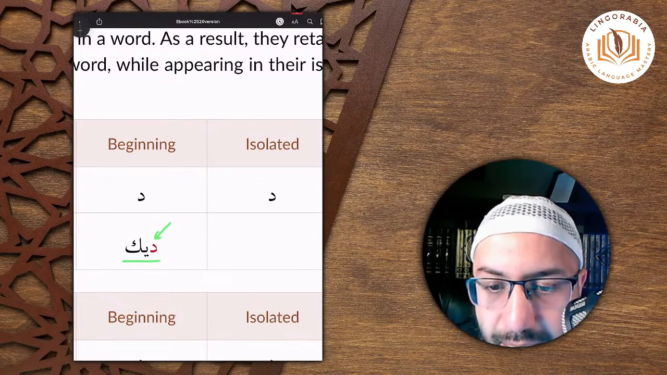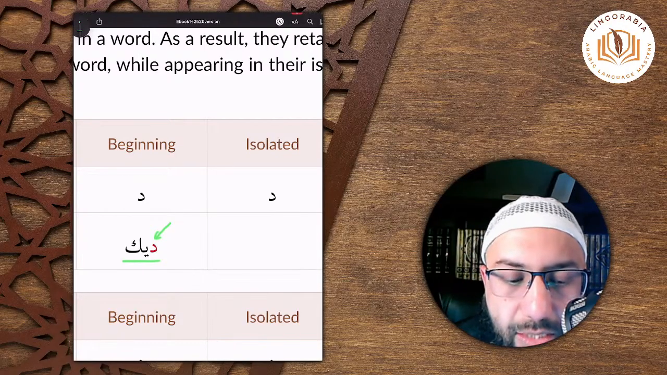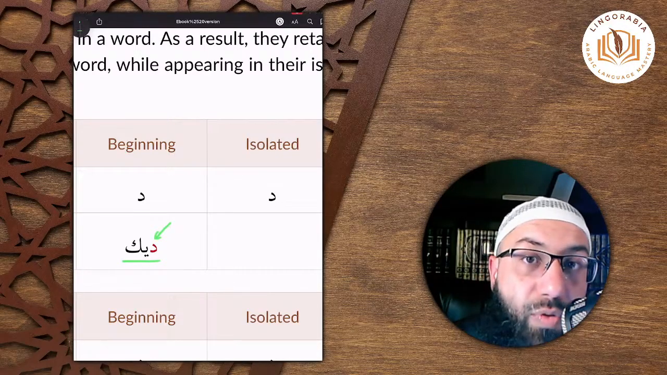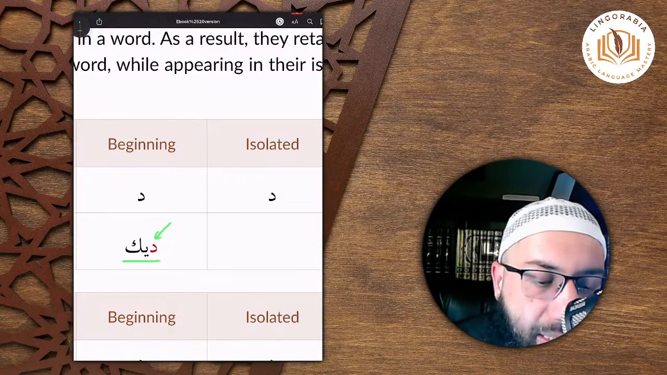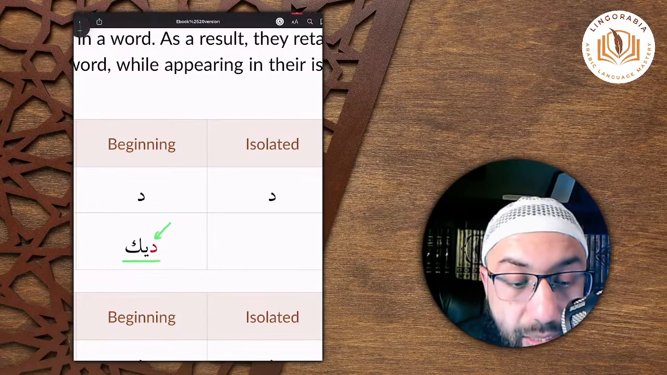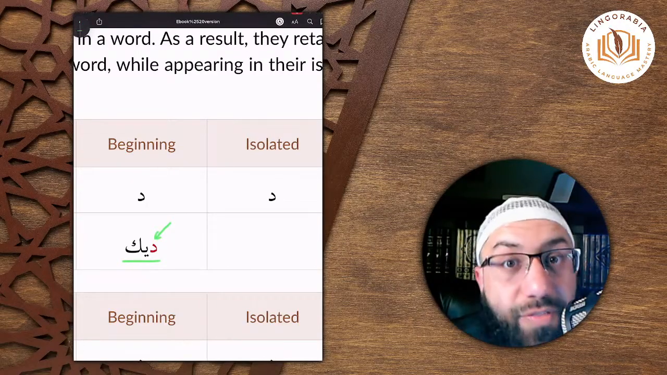Okay, so there is a letter that we discussed, and this letter connects only with the letter before, not the letter after. Correct, Lisa and Nat. Yes, that was the alif. When we talked about the alif, we said it doesn't connect with the letter after, only with the letter before.